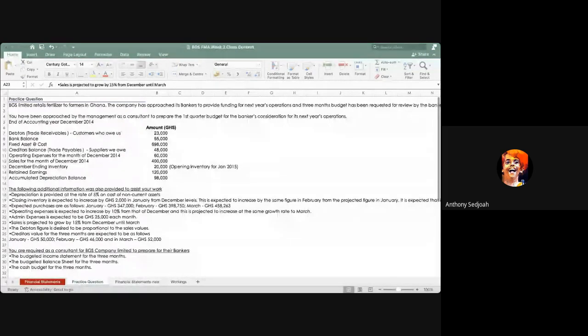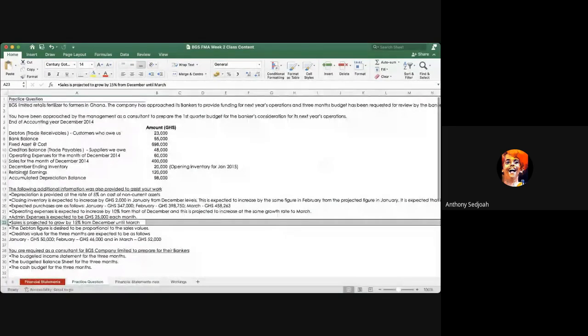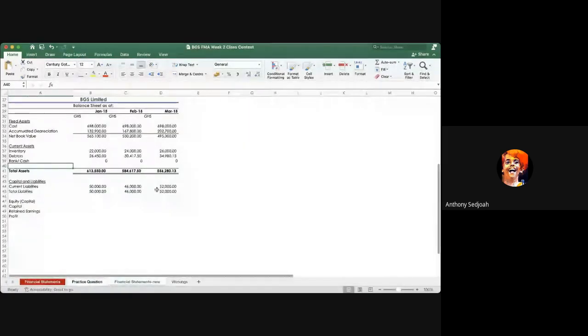Our creditors, right? Yes. Creditors, also known as trade payables. That's the people that we have bought from, but we are yet to pay. They have supplied us with whatever they have to supply, but we are yet to pay. They are our creditors, so they are liabilities.